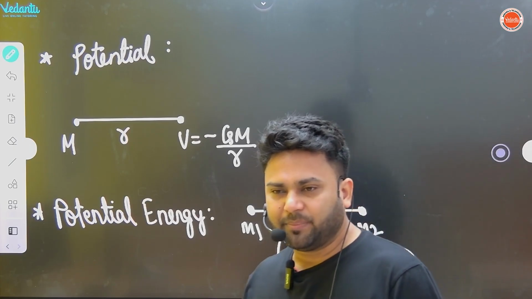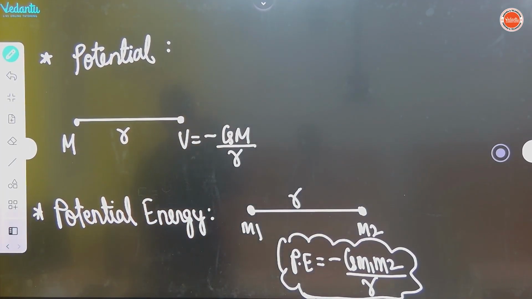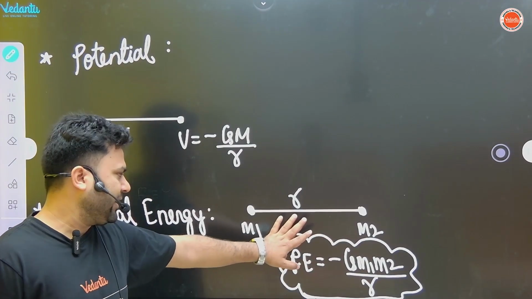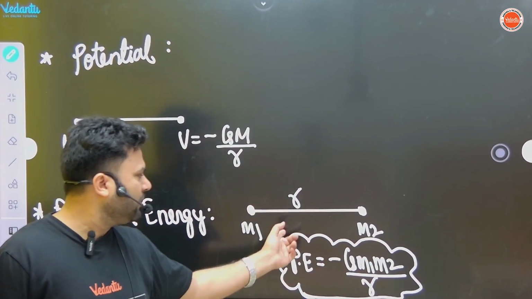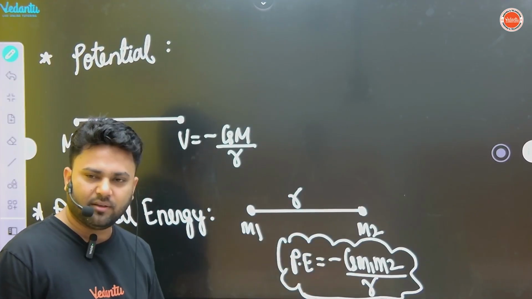See, they will ask simple questions only. 30 out of 45 questions will be direct formula questions. But still, you don't understand the concept well, that's why you are not able to solve. For example, like I explained, if we have two masses, what is the potential energy formula? Minus G m1 m2 by r.